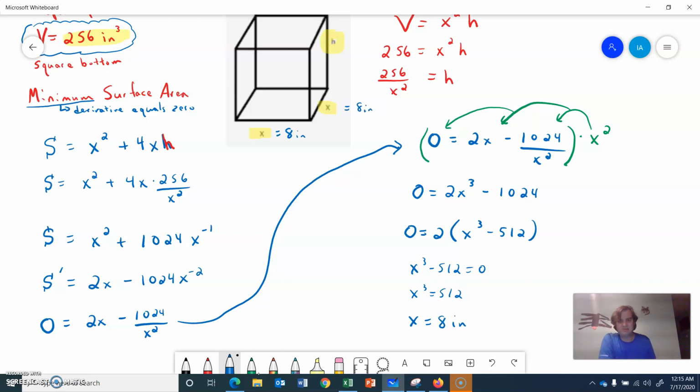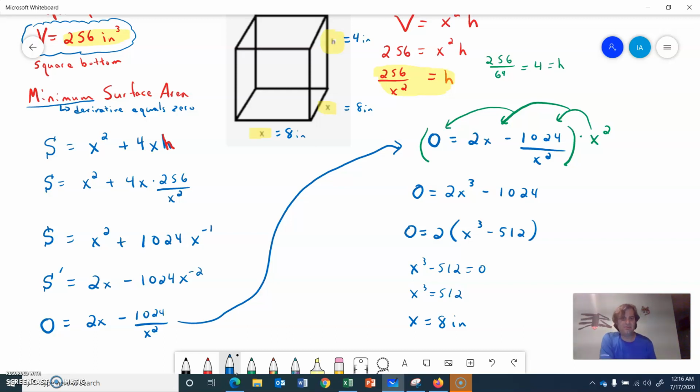And I can come up here and find the height because I had an equation where x was related to h up here. So 256 over x squared gives me h. So let me see. That would be, if I want to write it out, 256 over 8 squared, which would be 64. I'm going to guess that that's 4. Let's see. It is 4, and that is h. So the height is 4 inches. So the dimensions are 8 by 8 by 4.